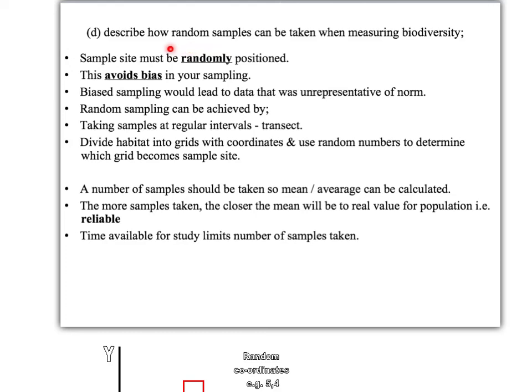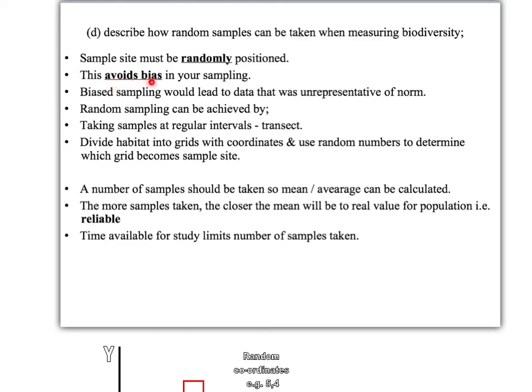When trying to measure species diversity, random is a key word that you have to be able to use and trot out in exam questions, and the reason we do that is to avoid bias in your sampling.